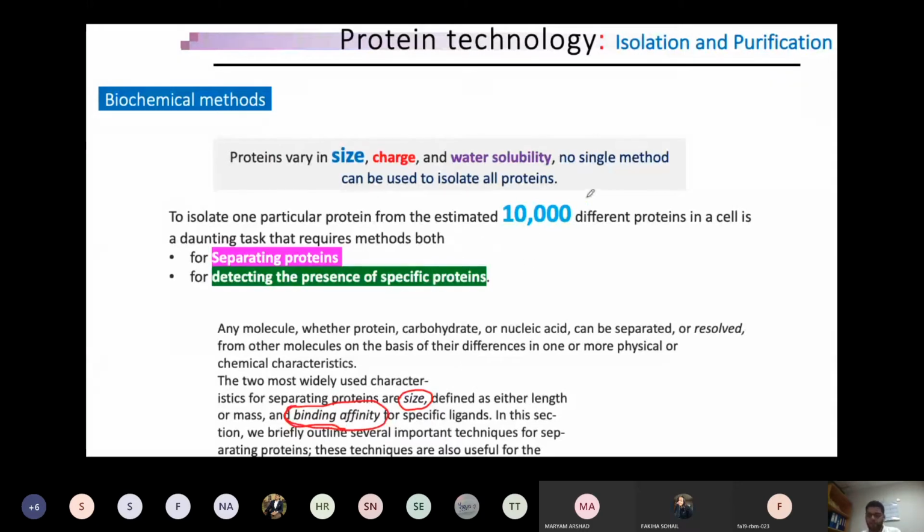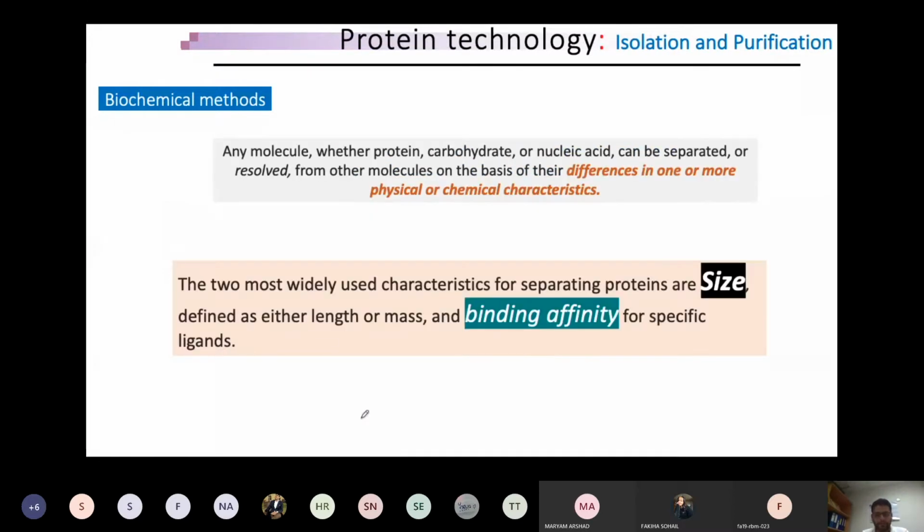So you have now 10,000 proteins, and you could separate them on the basis of, say, size and binding affinities. Of course, there are other factors, but most of the time we are doing it through these techniques, size and binding affinity. So the two most widely used characteristics are size and binding affinity. We are going to see both of them in this isolation and purification section, because these are very important. This gives us a means to start with something.